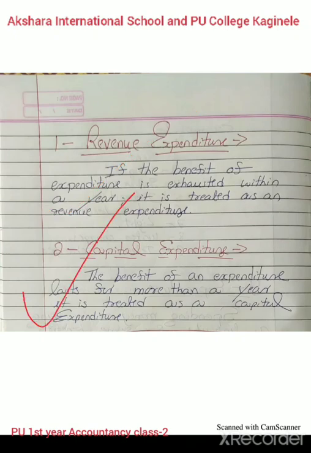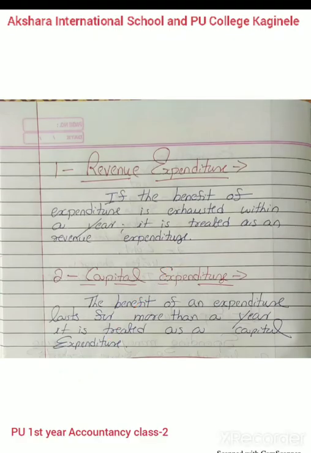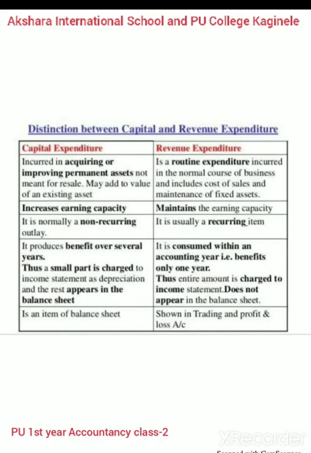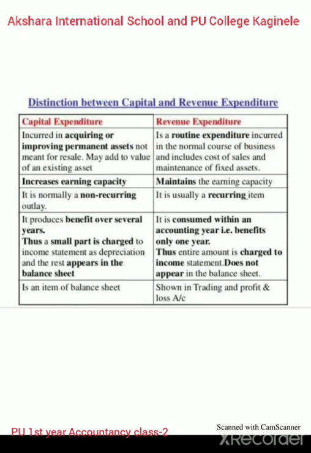Then capital expenditure means what? If the benefit of the expenditure lasts for more than a year, then it is treated as a capital expenditure. Some expenditure benefits are recovered over, or it requires a few years to get the benefit. It isn't exhausted within a year. That kind of expenditure is called a capital expenditure. So these are all the differences between capital expenditure and revenue expenditure.